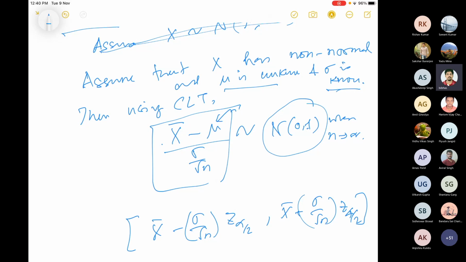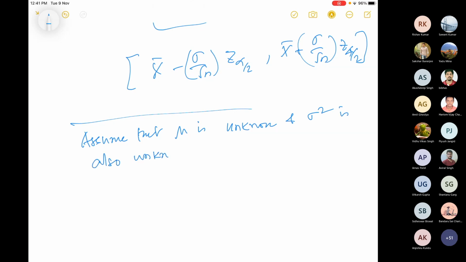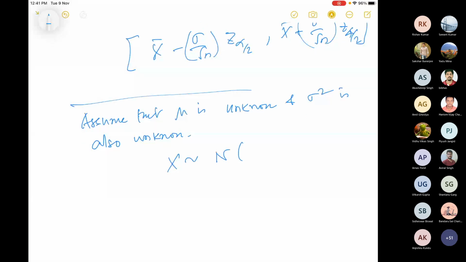So we basically have to find a confidence interval for the population mean when the population variance is unknown. So how do we do this? It is very simple. Now assume that mu is unknown and sigma square is also unknown, and suppose X is normal. So both are unknown.